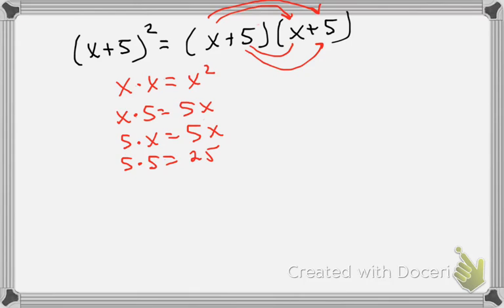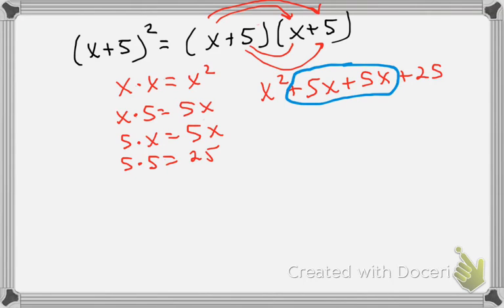is 25. Now, when I do this, I can combine my like terms. So I'm going to write it like how most of you would probably write it. We really want to combine the like terms, and they're always usually in the middle. See that right there? So really my answer is x squared plus 10x plus 25.